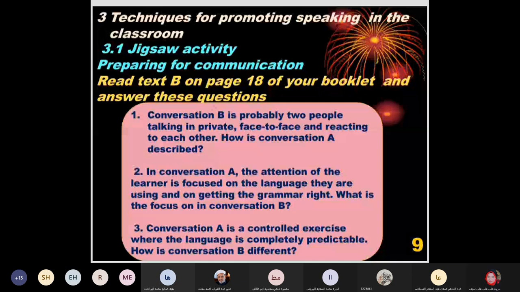Okay, Miss Samah, go ahead. I think the conversation is considered as a range of structures with different functions. Okay, he asks you about the pattern of the reaction that's happening in conversation A. Student one asks a question and student B answers these questions in a range of structures.